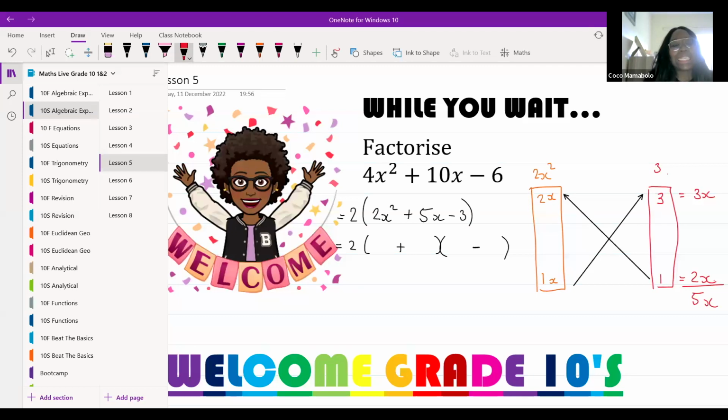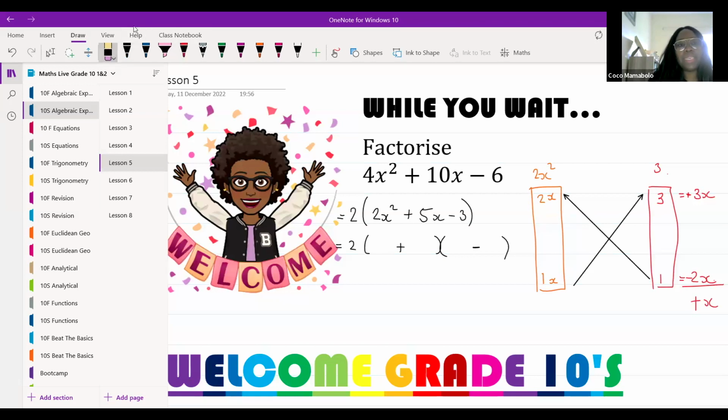Correct. We need a negative somewhere. There needs to be a negative. Excellent. Good. There needs to be a negative. So either I'm going to make that one negative, and then negative 3 plus 2x is going to give me negative x. It's not going to give me what I want. It's going to give me negative x. And if I make this one negative and I make that one positive, positive 3x minus 2x will give me positive x. So none of those will give me the answer I'm looking for.